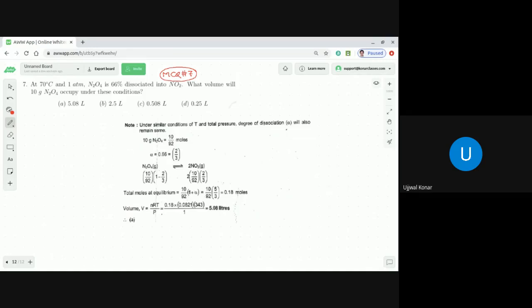Under similar conditions of T and total pressure, the degree of dissociation will also be the same, right? Correct? So first we find that 10 gram of N2O4 is equal to how many moles? And after that we proceeded from that reaction.